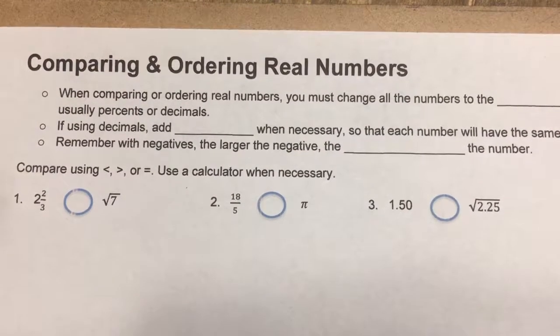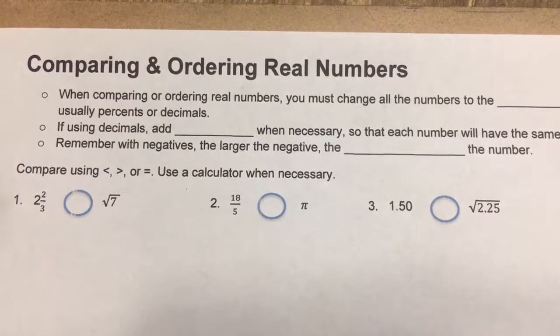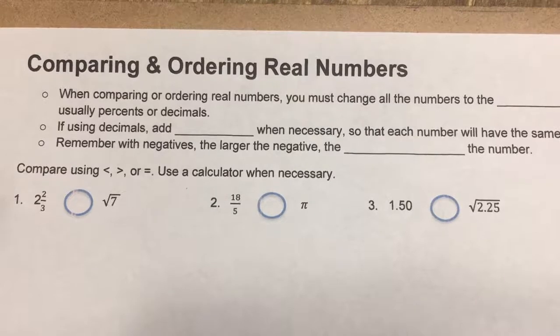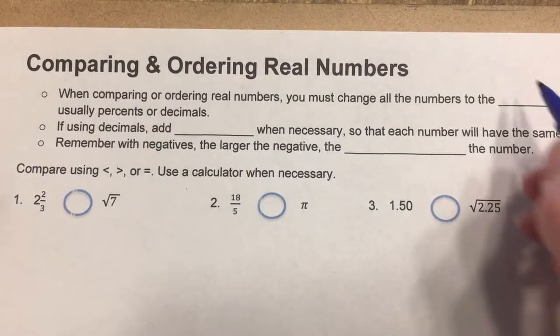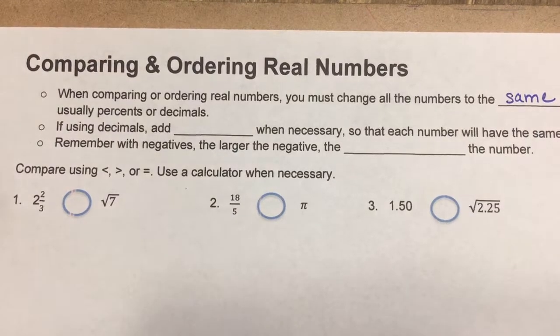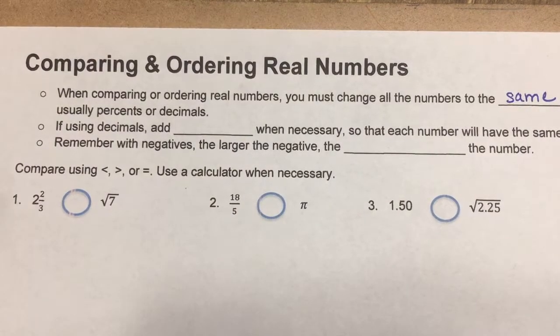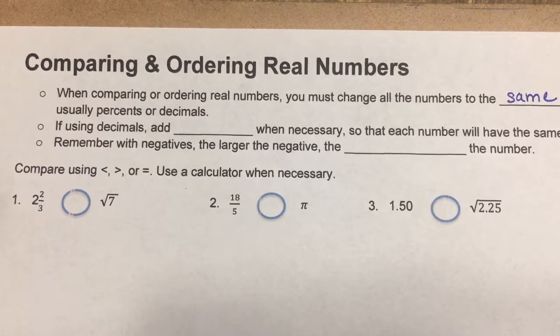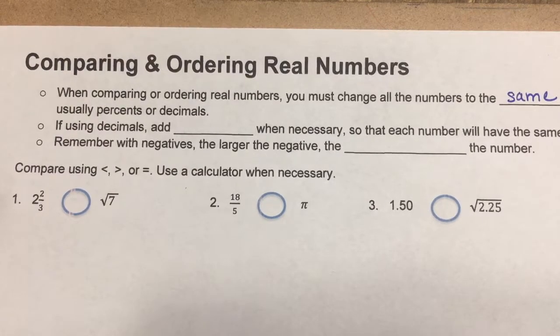Hey everyone, so we're going to be looking at comparing and ordering real numbers. It says that when comparing or ordering real numbers, you must change all the numbers to the same notation. Real numbers include all those things we looked at the other day: your natural numbers, your whole numbers, your integers, your rational numbers, even your irrational numbers. So lots of different types of numbers.